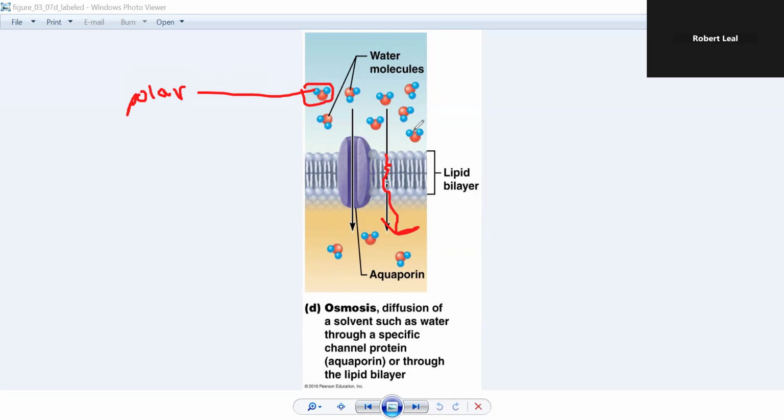And this picture is just showing the movement of water from high to low concentration, from where there's a lot of to where there's little. Again, no energy is needed. So this type of passive transport is referred to as osmosis.